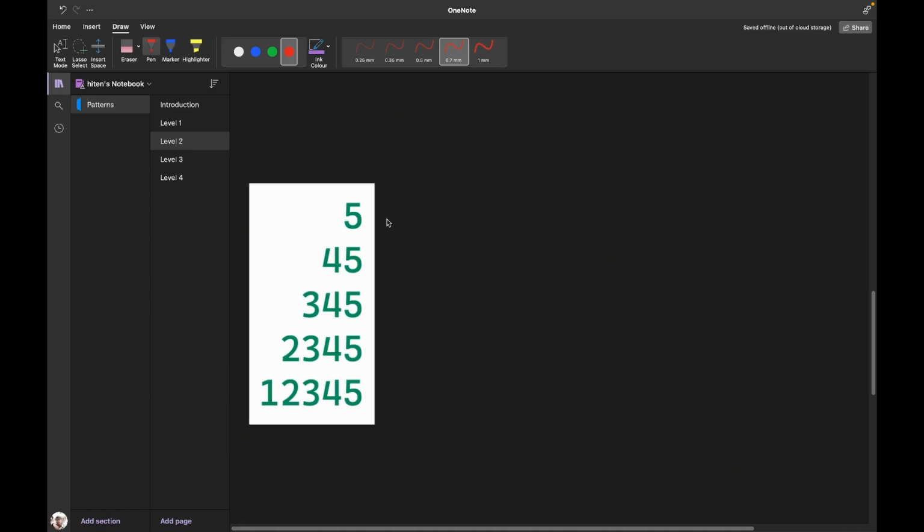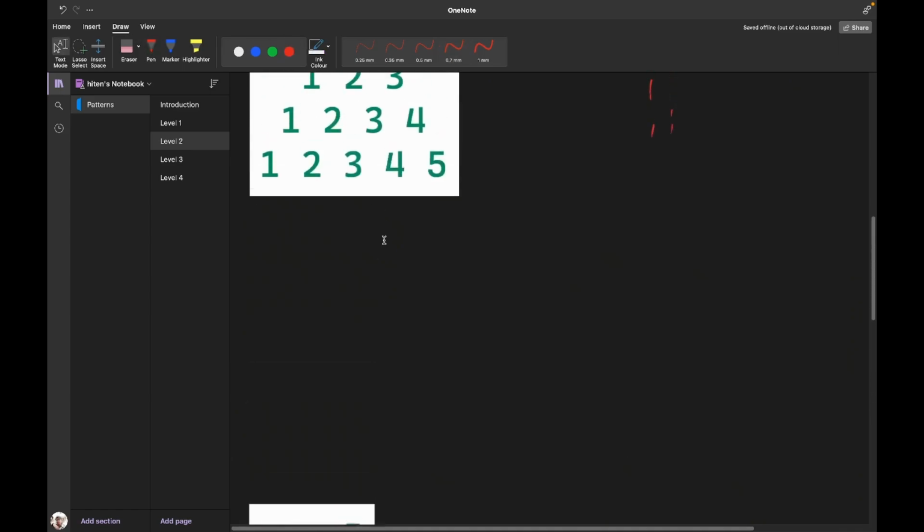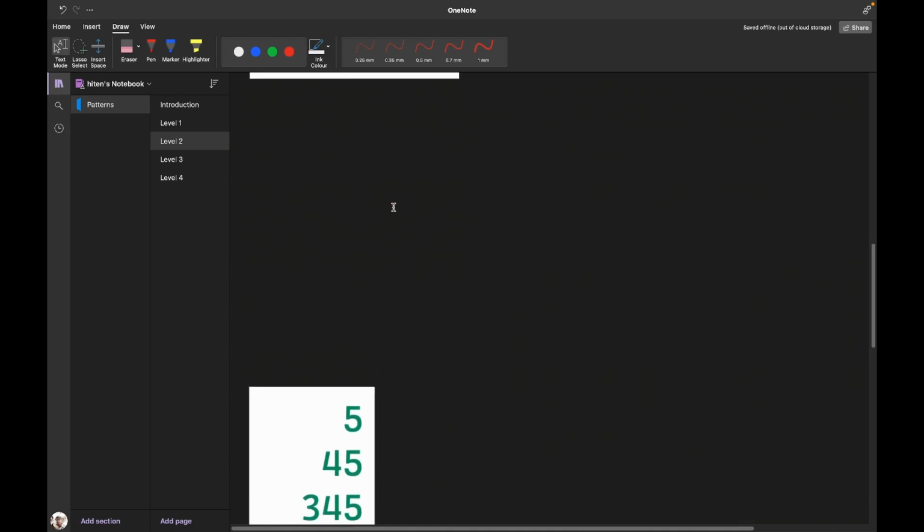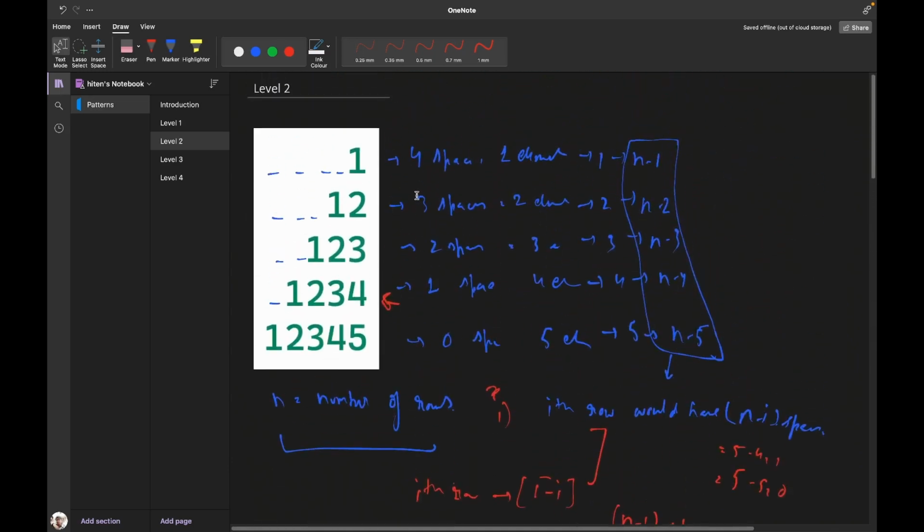Let us discuss the third pattern of level 2, which looks like this. It might look like it is the same as pattern 1 that we discussed earlier, which is indeed true. The difference is that in each row we are printing different numbers. In pattern 1, in the first row we were printing 1, in the second row 1 2, in the third row 1 2 3, and so on.